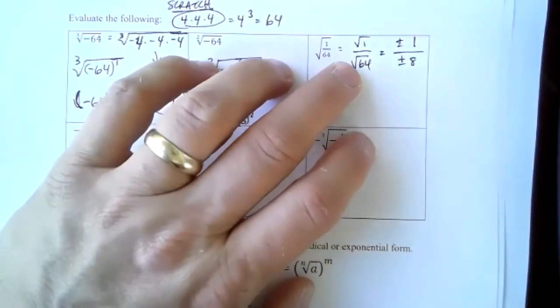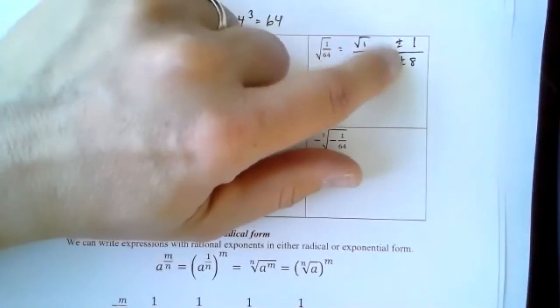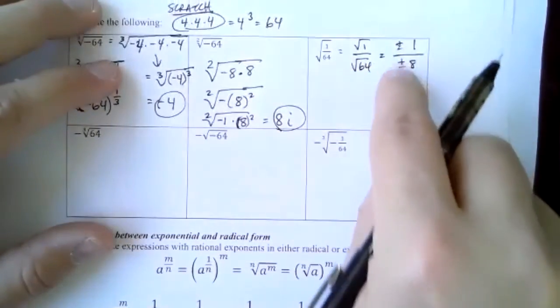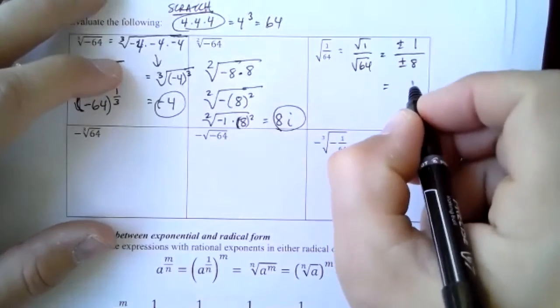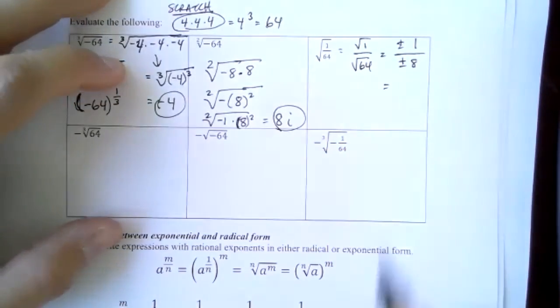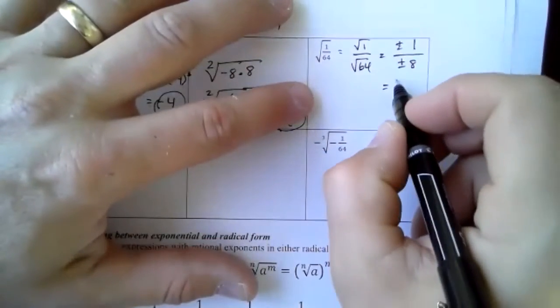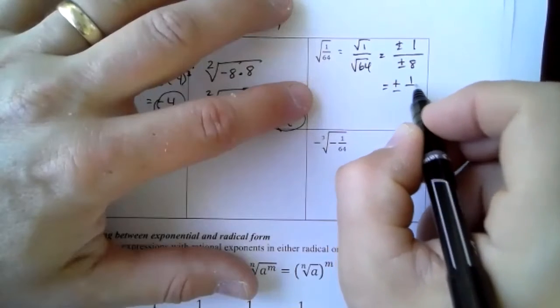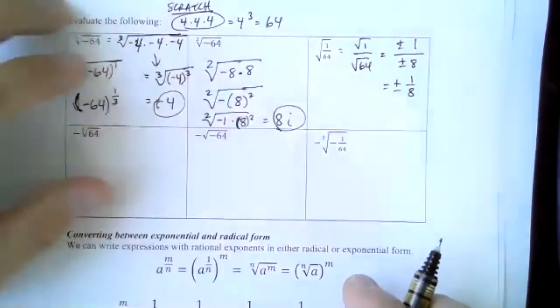So these don't cancel here, okay? I'm just showing you that you could have two separate answers here. So it's going to be positive or negative 1 over 8. And so that's the answer.